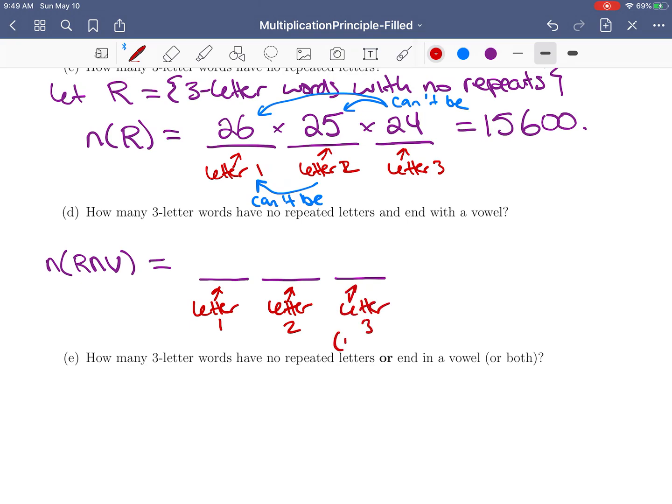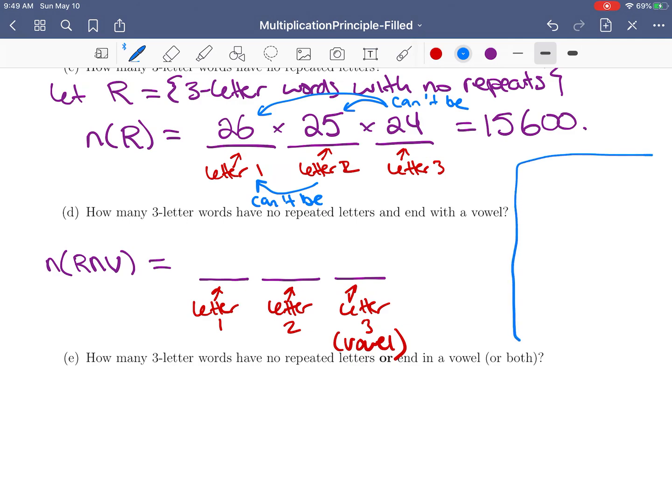Okay, now this one has to be a vowel, so we'll just make a note of that. Now, this is a tough one, so I'm going to write on the side over here. Let's just take a space.